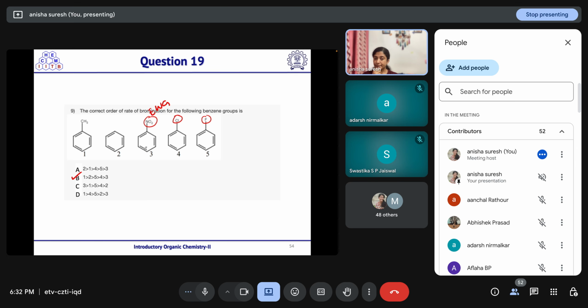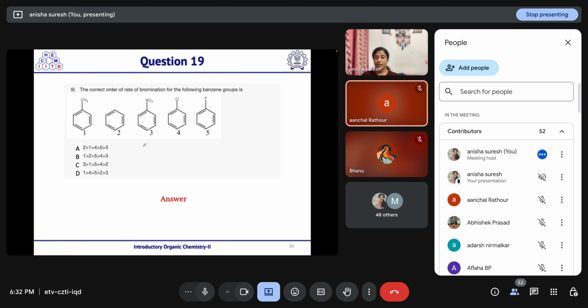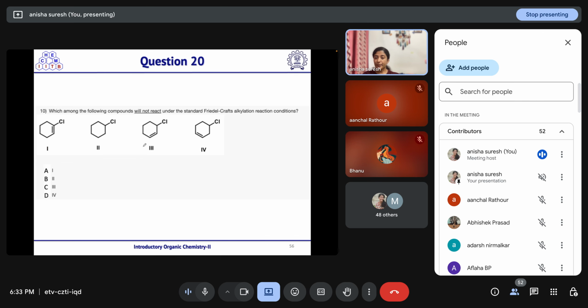Is it clear? Yes, ma'am. Okay. So option B is the right answer in this case. Now coming to the last question in the session. Which among the following compounds will not react under the standard Friedel-Crafts alkylation reaction condition? A. First one, A. What is the reason? Yes, ma'am. Carbocation will be extremely unstable.